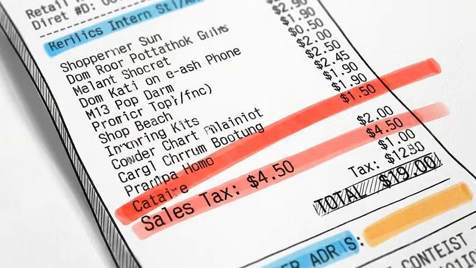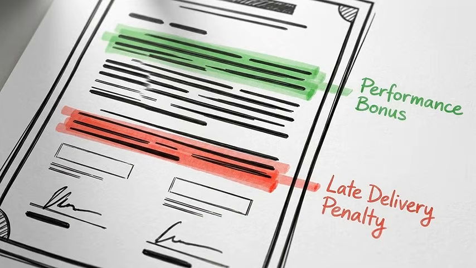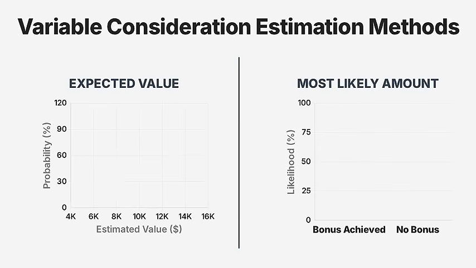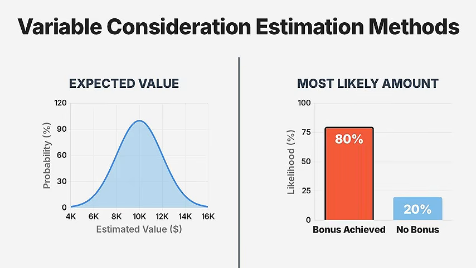It must exclude amounts collected on behalf of third parties, like sales tax, and be adjusted for any significant financing components or consideration payable back to the customer. Contracts often include variable consideration, like performance bonuses, penalties, or discounts. This variability must be estimated using either the expected value method for a range of probabilities or the most likely amount method when there are only 2 possible outcomes.